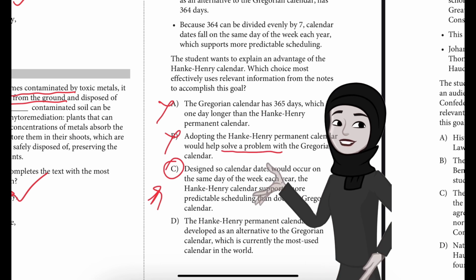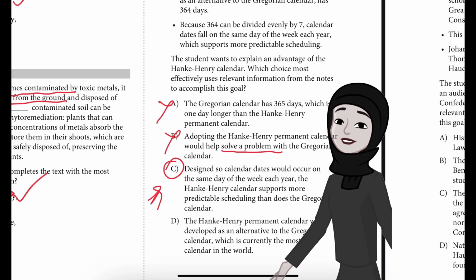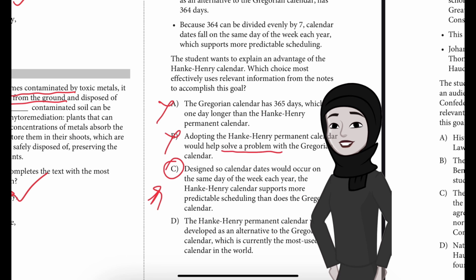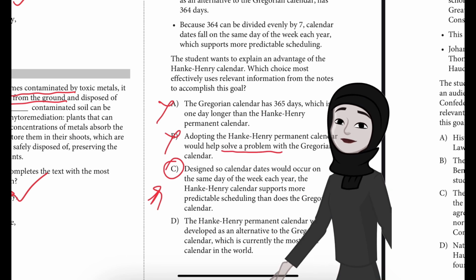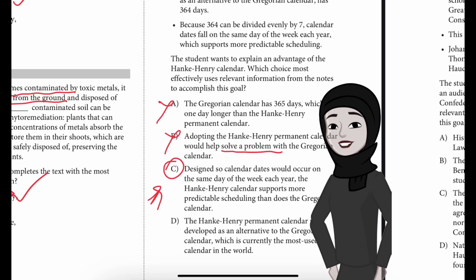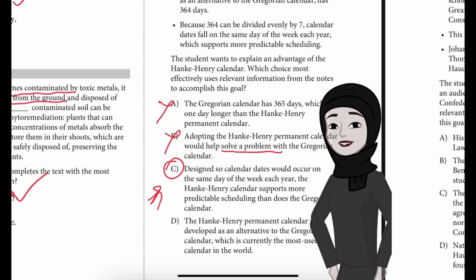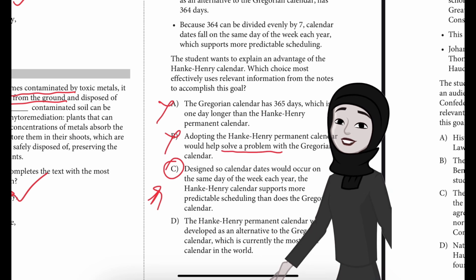Designed so calendar dates would occur on the same day of the week each year, the Hanke-Henry calendar supports more predictable scheduling than does the Gregorian calendar. So this is the best answer. The sentence explains an advantage of the Hanke-Henry calendar, noting that it supports more predictable scheduling than does the Gregorian calendar and describing how it does so by having calendar dates occur on the same day each year.